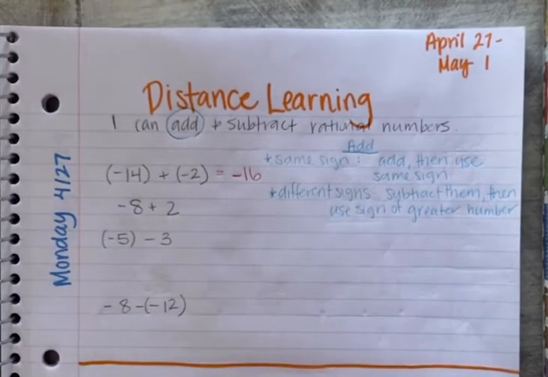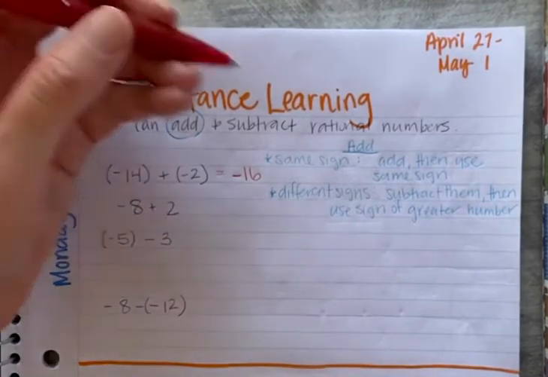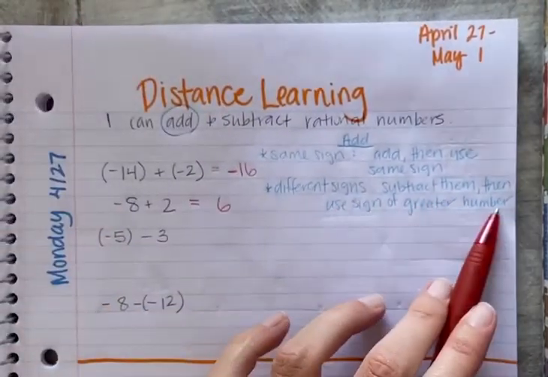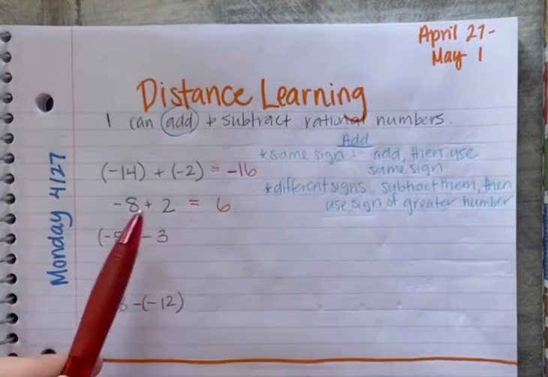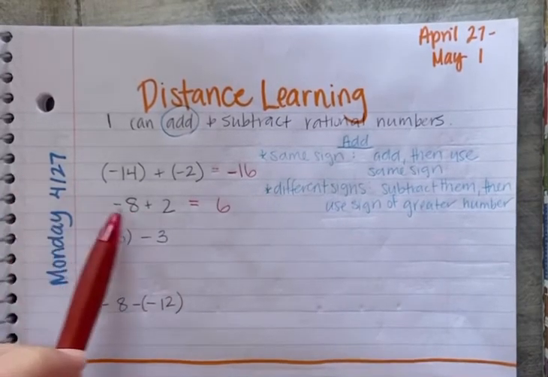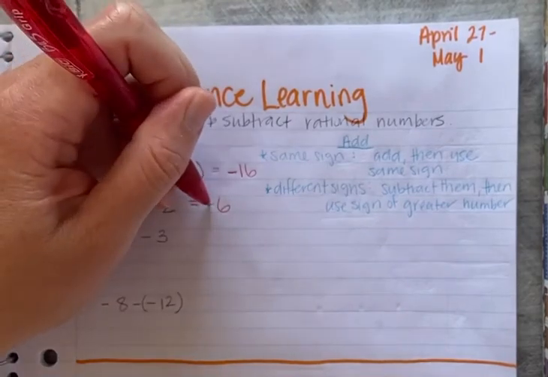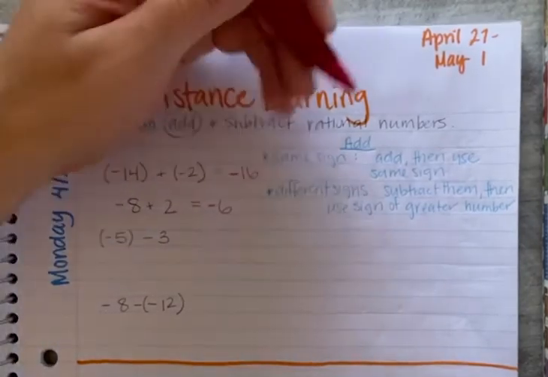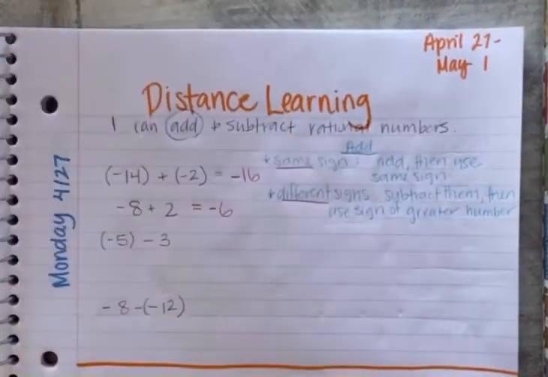8 minus 2 is 6. And then I'm going to use the sign of the greater number, or the number with the greatest absolute value. Between 2 and negative 8, negative 8 is further from 0, or it's the greater number. So my answer is going to be a negative. So this is adding when we have the same sign and different signs.